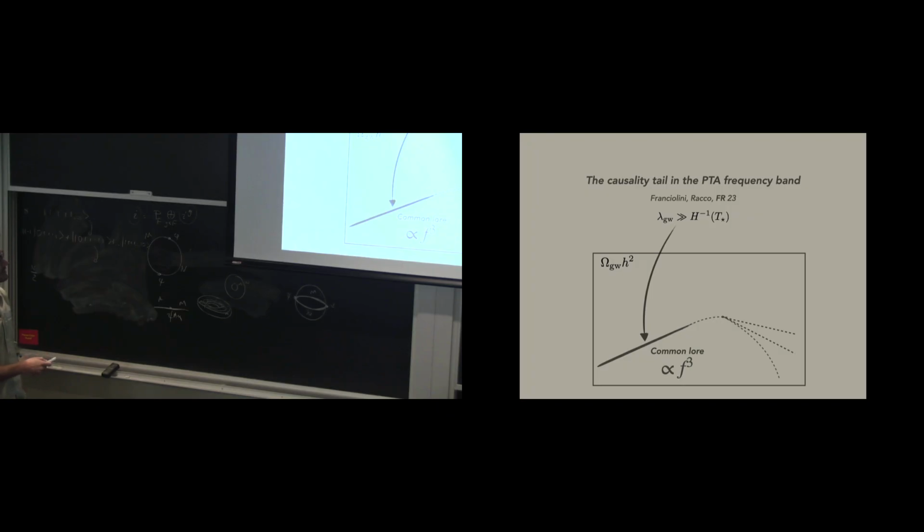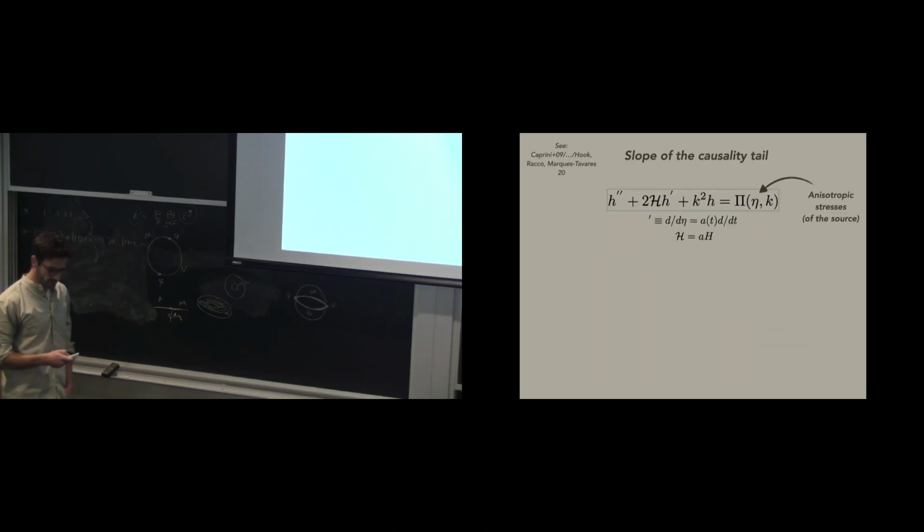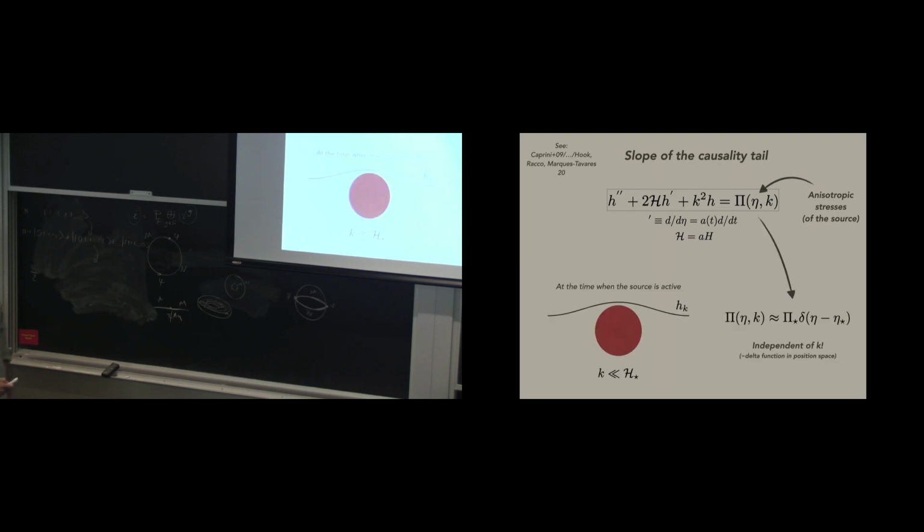So again, this tail is made of modes that were super Hubble at the time when the gravitational wave source was active. So let's stare at the equation for the gravitational wave modes. This is the equation that one has to solve, and here I'm working with conformal time. So you see eta is conformal time, and this curly h is also conformal Hubble. So you have the equation of an oscillator which has a source which is just the anisotropic stress of the source. So if you focus on these modes that are super Hubble at the epoch h star, these have k much smaller than h star.